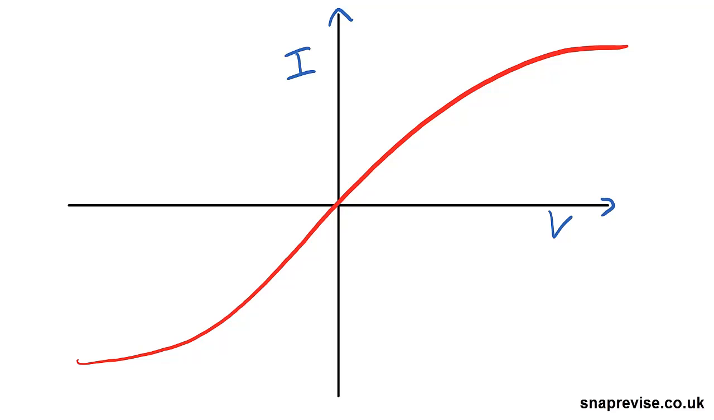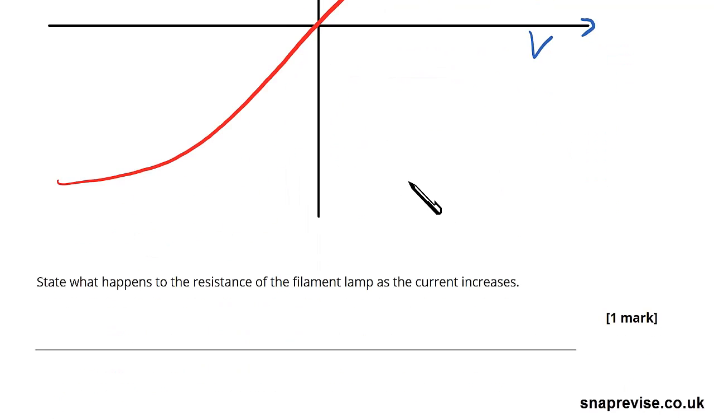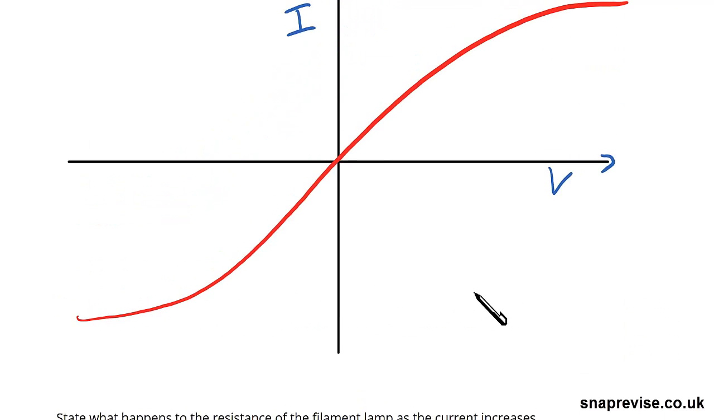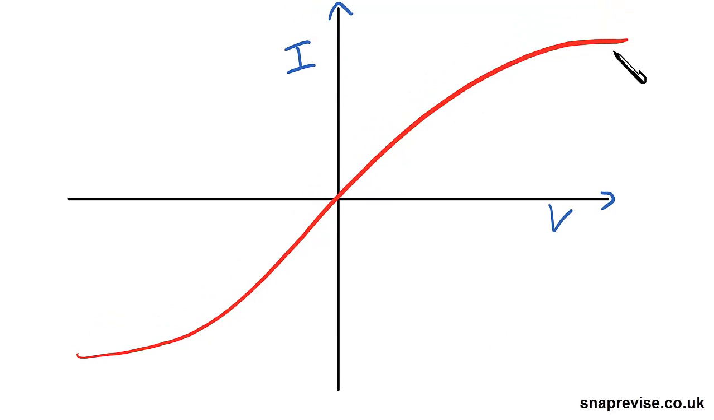So in the next question, they ask us to state what happens to the resistance of the filament lamp as the current increases. And remember, as we've been saying all the time, the resistance increases. That's what we're seeing from this graph here. Here we see the gradient decreases, which is the same as saying that the resistance increases. So let's write that down.